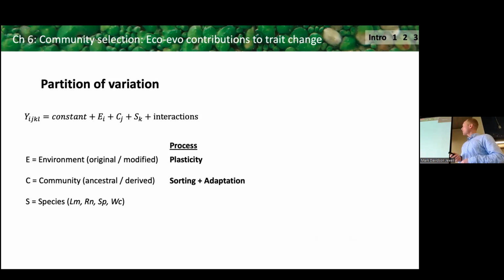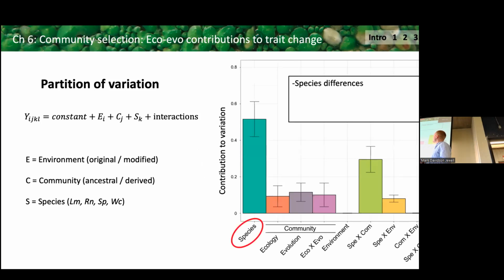So the partition of variance can be broken into a few factors. The first is the environment. So this is the assay environment in the reciprocal transplant. It can be original or modified. This represents phenotypic plasticity. The second is the community from which the plants came. So the mesocosm environment, it can be ancestral or derived, and it combines both species sorting, ecology, and adaptation, evolution. And then the third factor is species. And we're looking at the contribution to variation as a proportion of the total sums of squares.